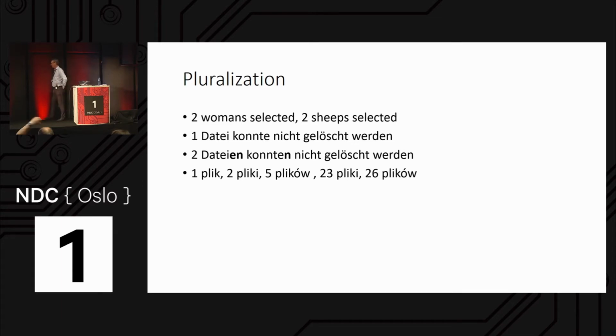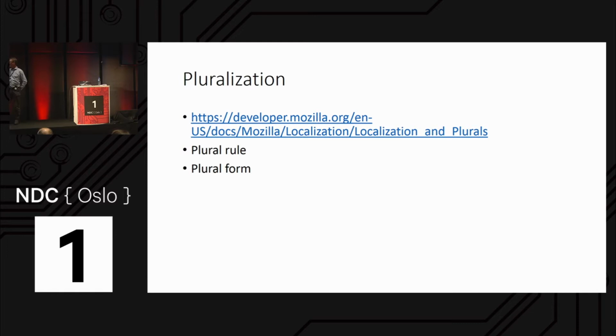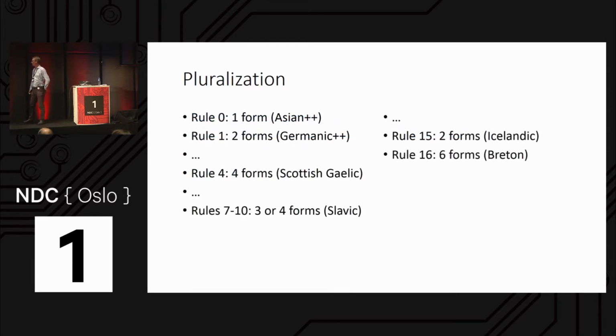And there are many different ways of dealing with this, but the most elegant or the most understandable overview I've seen comes from Mozilla and Firefox, where they have taken all the languages that exist and divided them into plural rules, 16 different plural rules. And within each plural rule you have one or more plural forms. And just to show some examples of that, Rule 0 is what you have in the Far East languages, like Japanese. You don't really have a plural, you just say 1 file, 2 file, 3 file. So that's very simple.